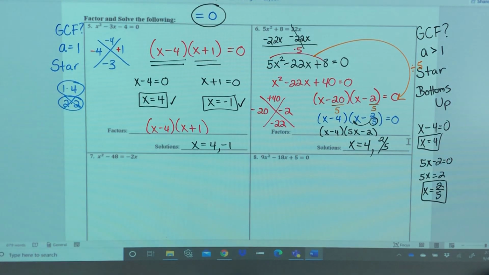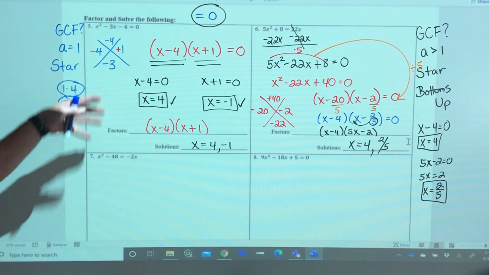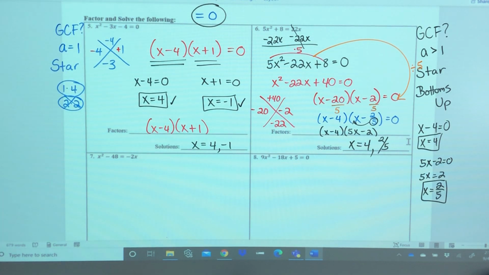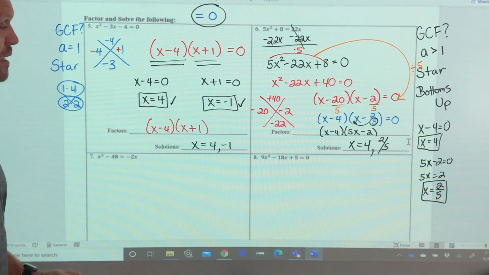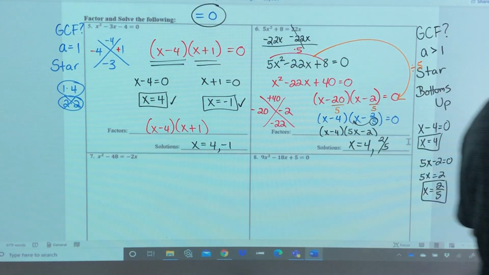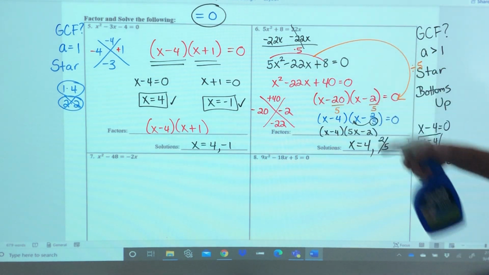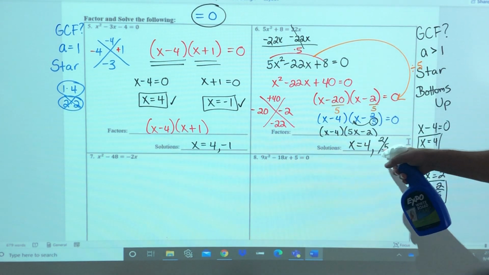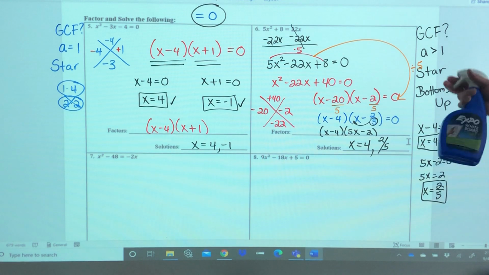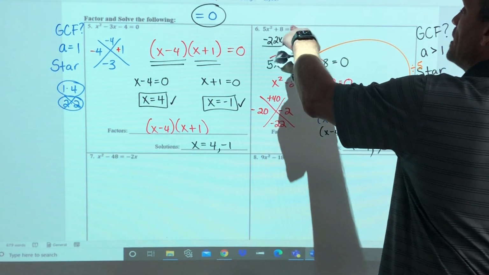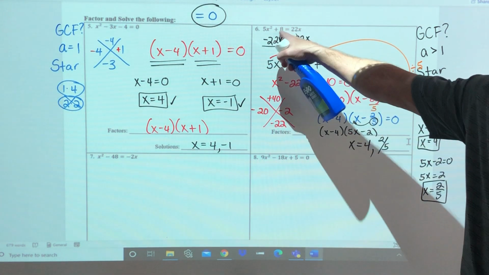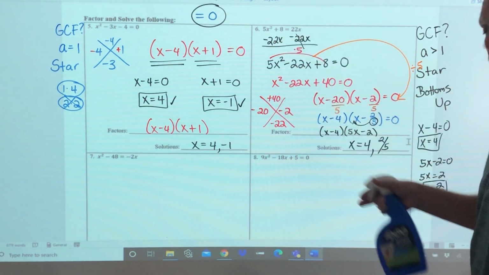All right, guys, so that's how you're going to use and solve them. So we did the factoring of a equal to 1. We did the factoring of a greater than 1. We used star, GCF, bottoms up. Now we're setting everything equal to 0 and solving for it. If you were to plug 2 fifths back into there, it would be equal. If you were to plug 4 back into there, it would all equal. And anytime you plug stuff in, you always plug back into the original equation.